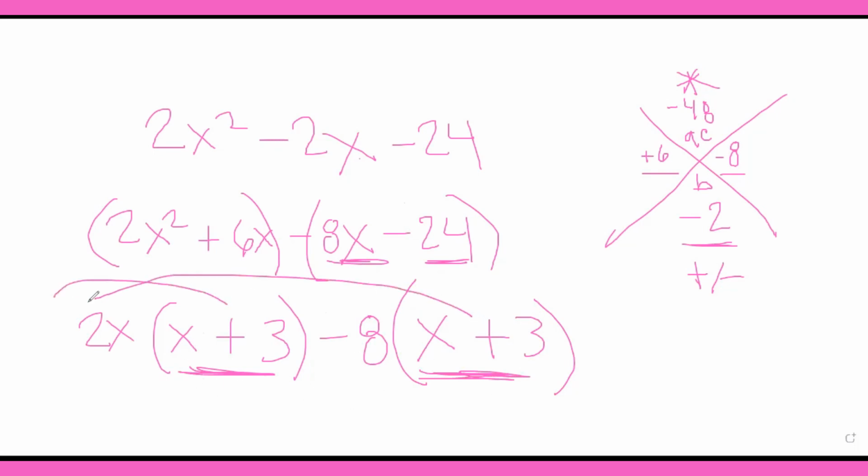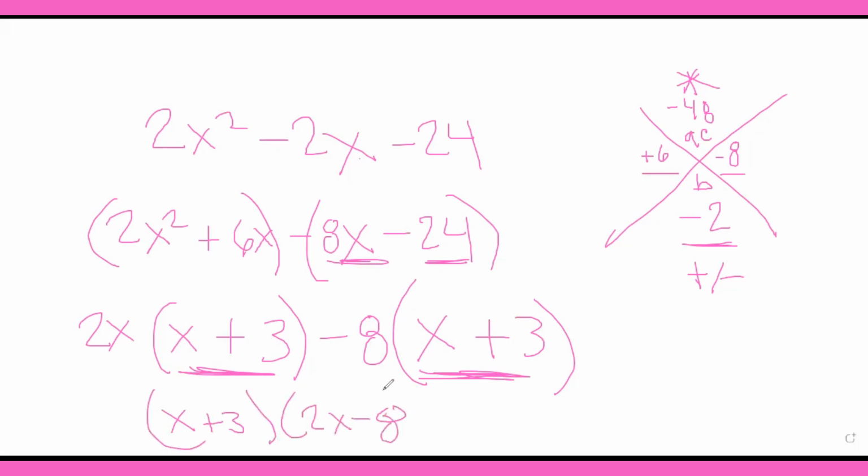So then our final answer, we're going to pull out that x plus 3 because it's common. So that is the first factor. And our second factor is 2x minus 8. So if you're asked to factor, that would be your final answer.